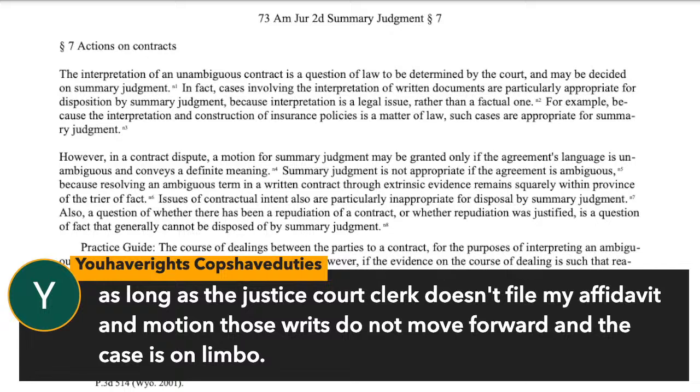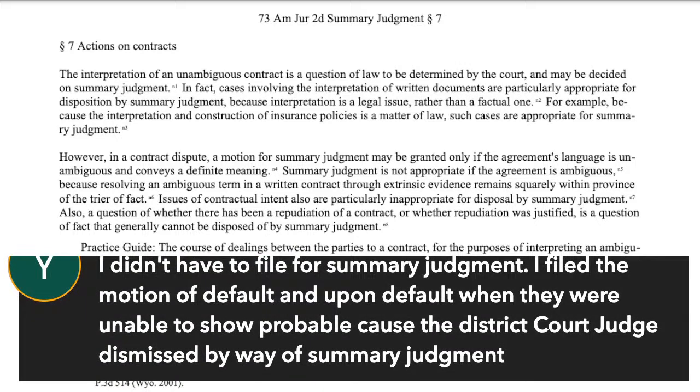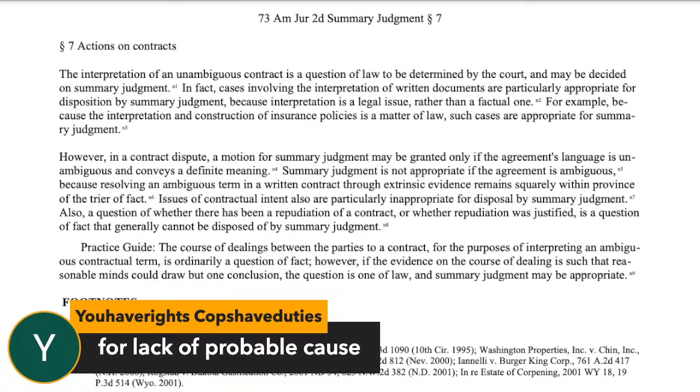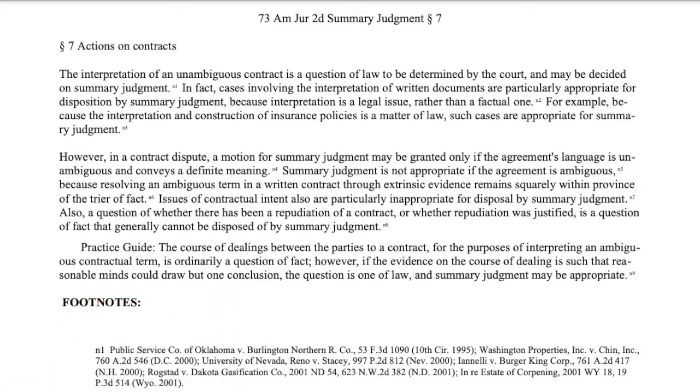And You Have Rights says, as long as the justice court clerk doesn't file my affidavit motion, those writs do not move forward and the case is in limbo. Yeah, they have to file your affidavit. I didn't have to file for summary judgment. I filed the motion to default. Yeah, and the motion to default when they were unable to show probable cause. District court dismissed by way of summary judgment. Oh, interesting. For lack of probable cause. I guess that would work too.